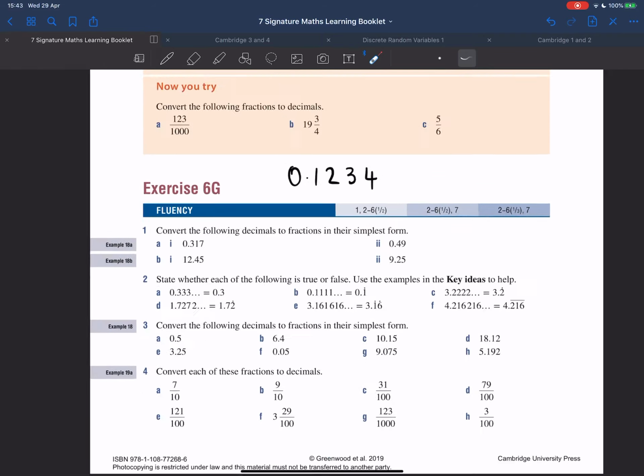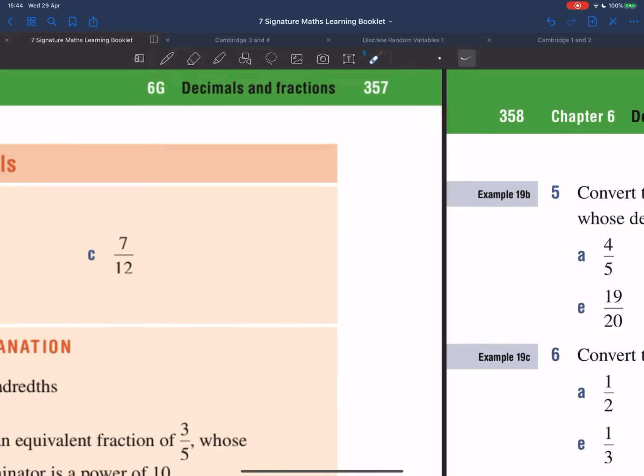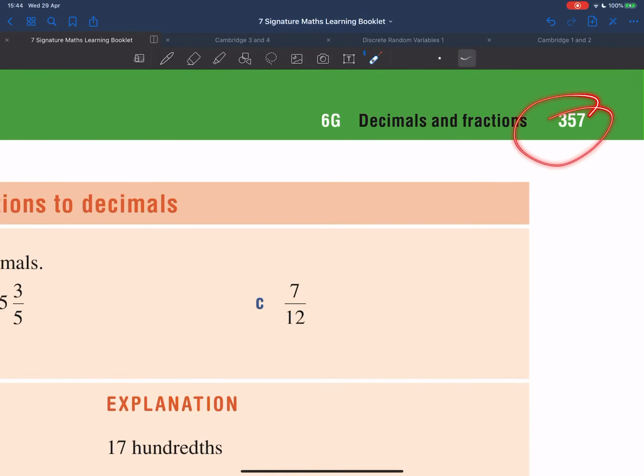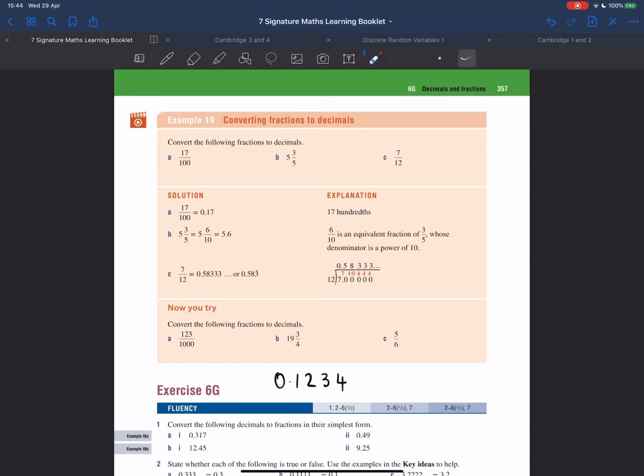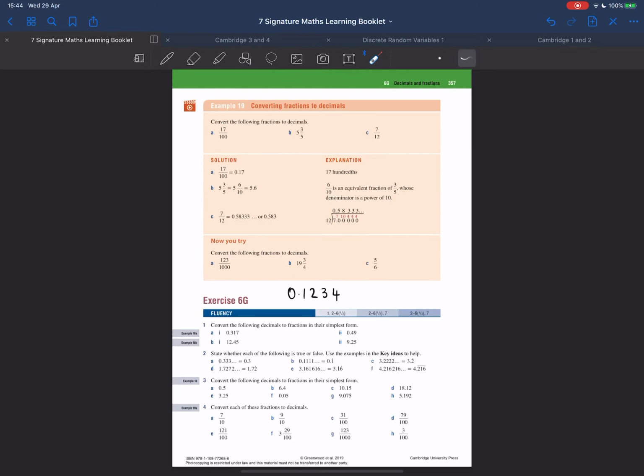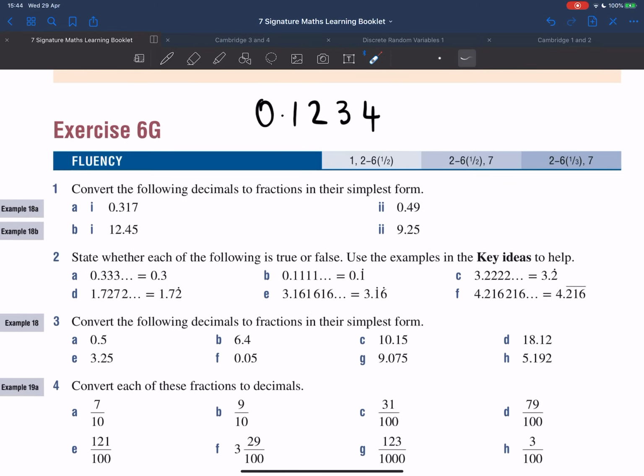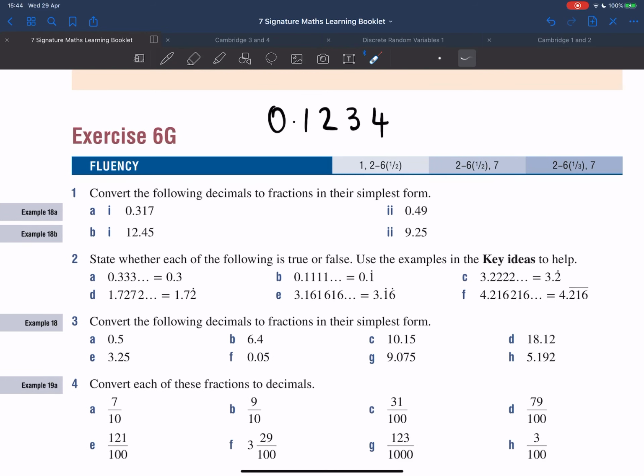Here we're looking at 6G. It's on page 357, and we're looking at converting fractions to decimals and decimals to fractions. The first question is this: convert the following decimals here to fractions in their simplest form.